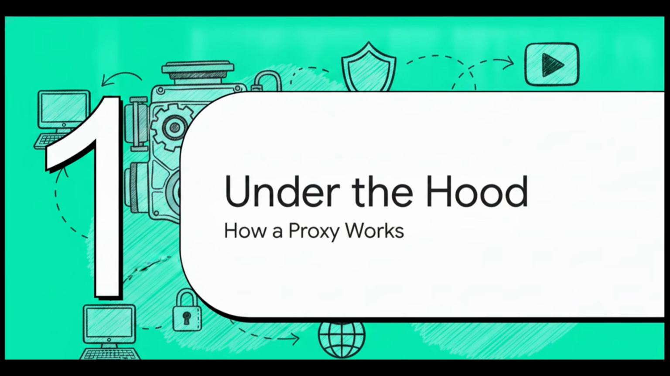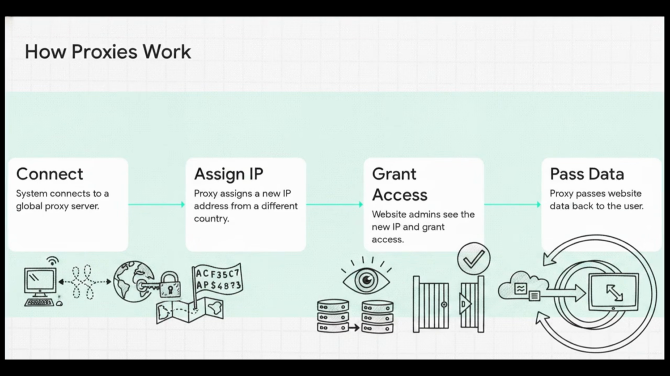Section 1. Under the hood. Let's look at how a proxy actually works. The real genius of a proxy lies in this super simple 4-step flow. First up, when Jonathan couldn't access his news site, he connected his system to a global proxy server. Second, once he's connected, that proxy server assigns a completely new IP address to Jonathan's machine. And here's the brilliant part. It hands him an IP address from an entirely different country, specifically one where the website isn't censored.